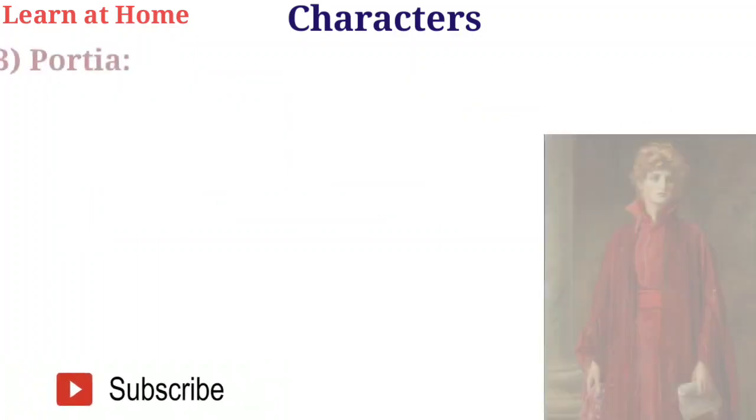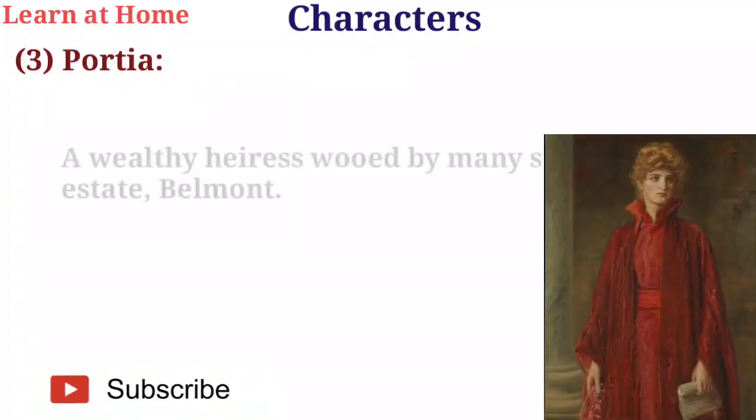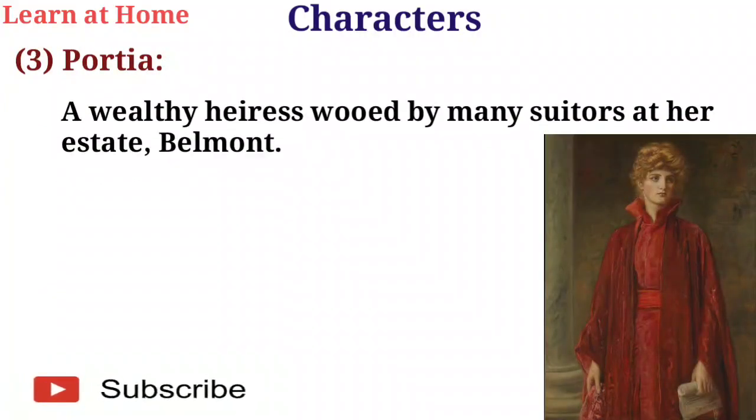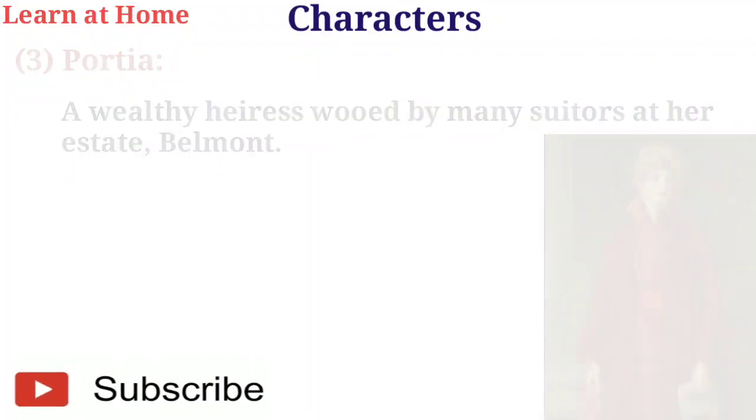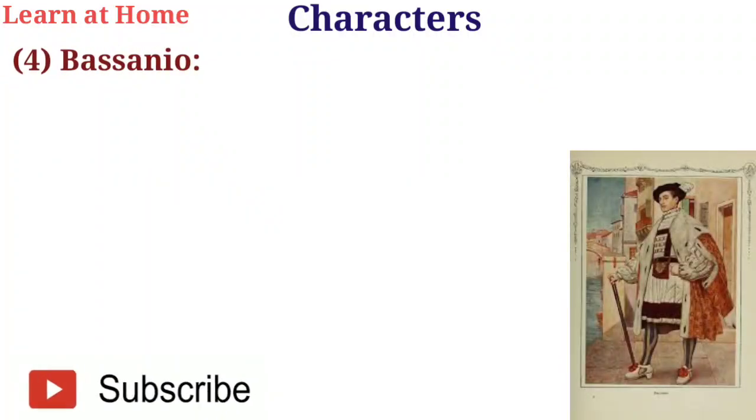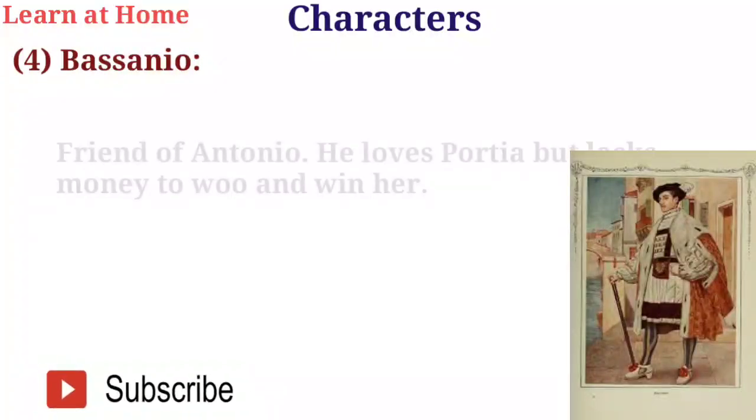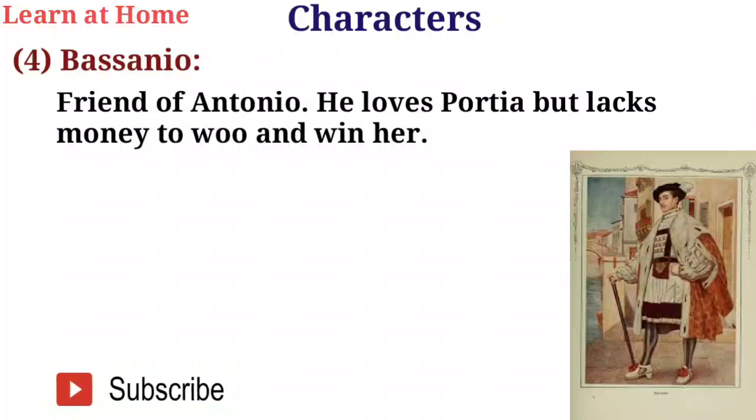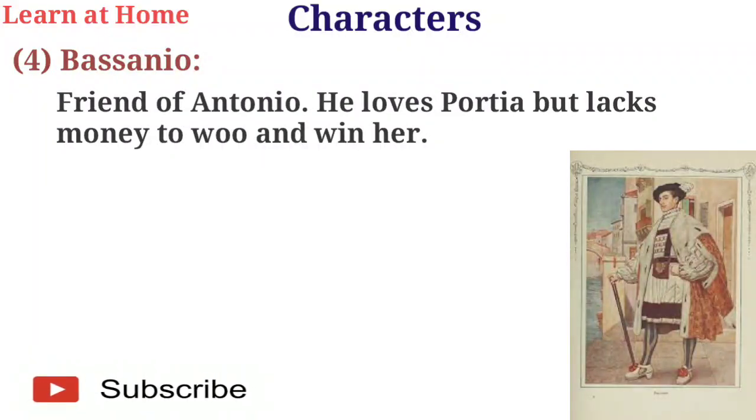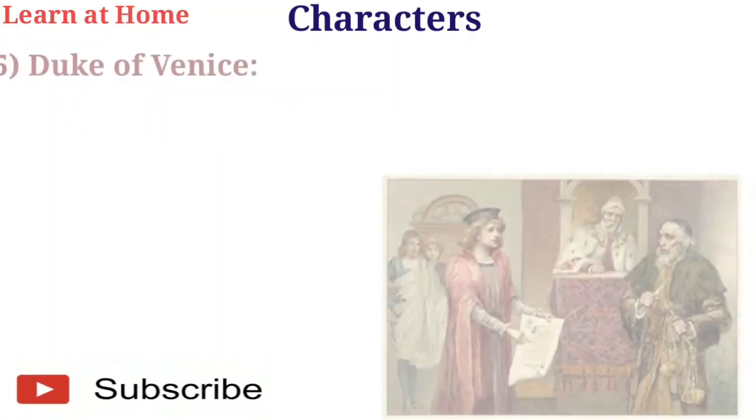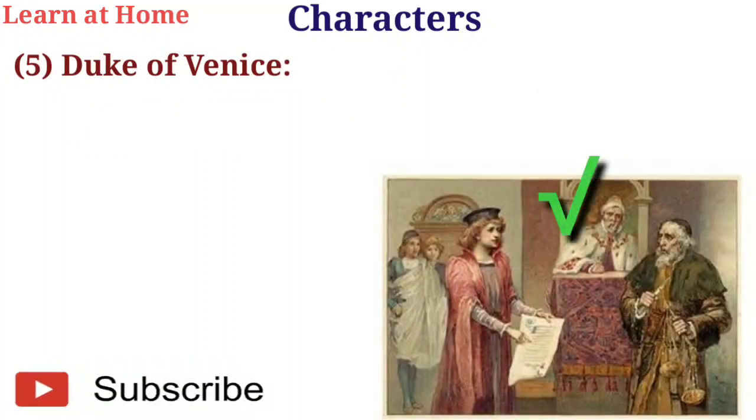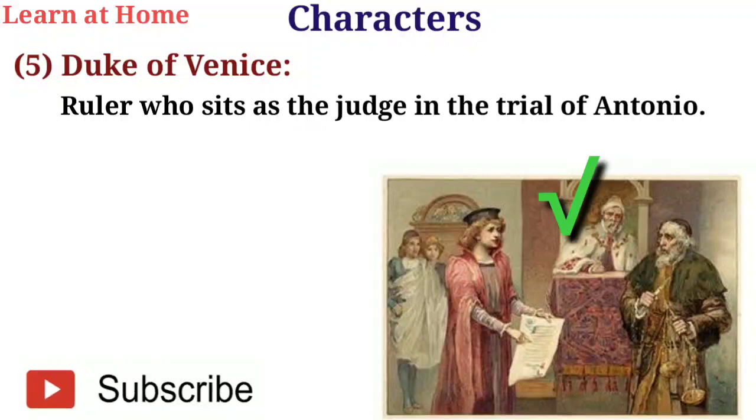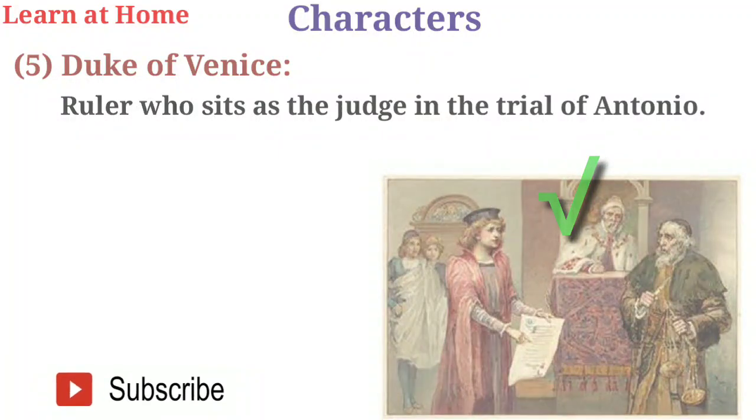Number 3. Portia. She is a wealthy heiress wooed by many suitors at her estate Belmont. Number 4. Bassanio. He is a friend of Antonio. He loves Portia but lacks money to woo and win her. Number 5. Duke of Venice. He is the ruler who sits as the judge in the trial of Antonio.